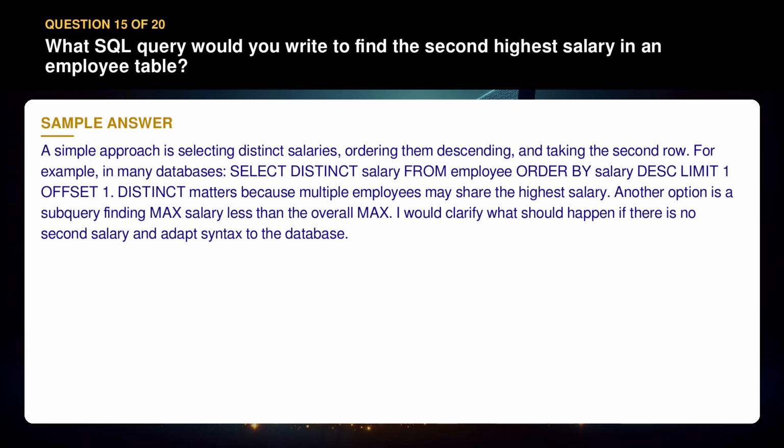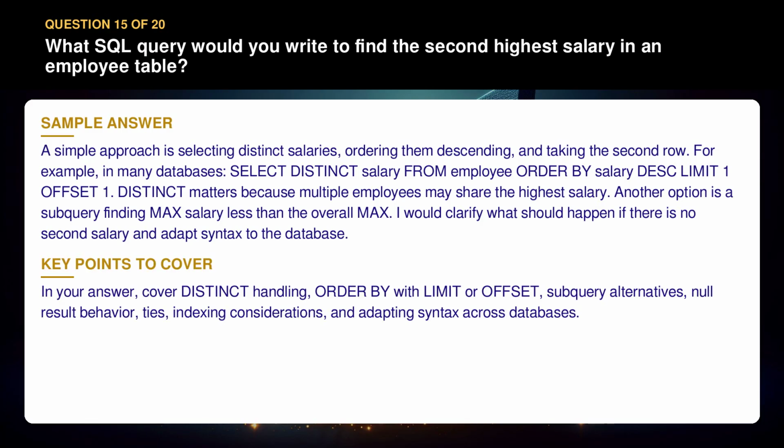Another option is a subquery finding max salary less than the overall max. I would clarify what should happen if there is no second salary and adapt syntax to the database. In your answer, cover distinct handling, order by with limit or offset, subquery alternatives, null result behavior, ties, indexing considerations, and adapting syntax across databases.